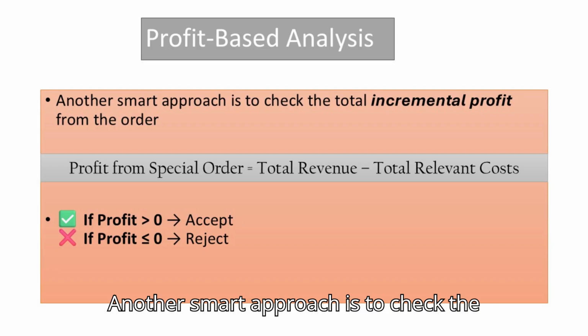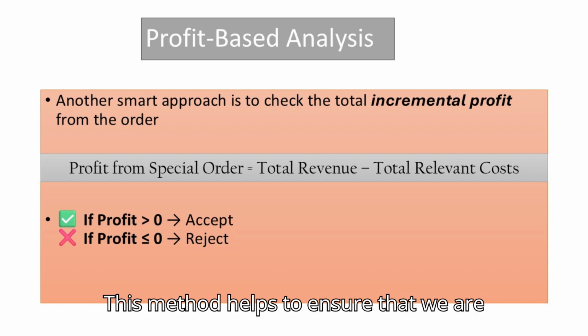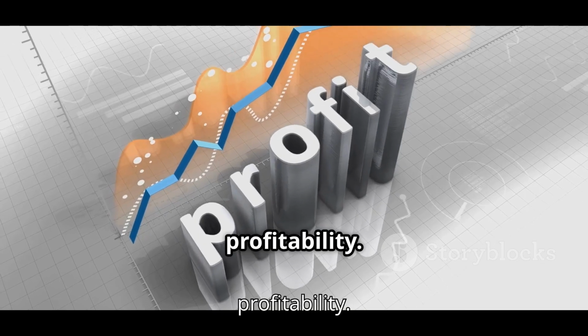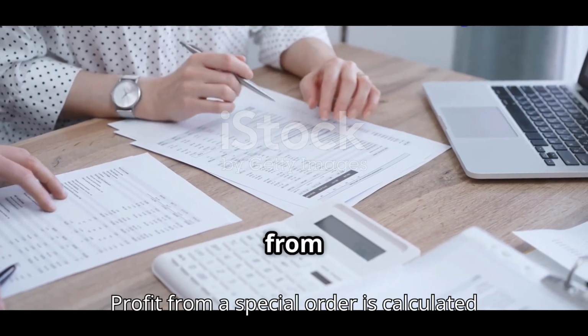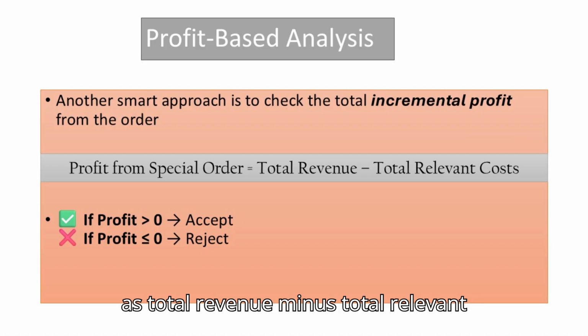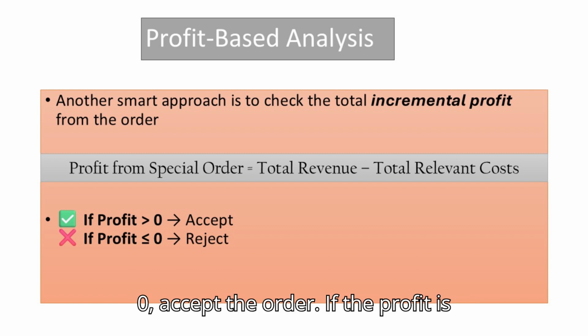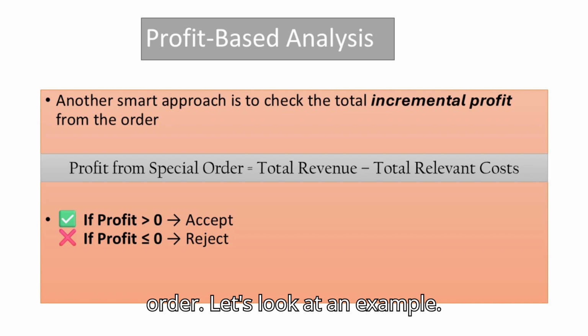Another smart approach is to check the total incremental profit from the order. This method helps to ensure that we are making the best decision for overall profitability. Profit from a special order is calculated as total revenue minus total relevant costs. If the profit is greater than zero, accept the order. If the profit is less than or equal to zero, reject the order. Let's look at an example.